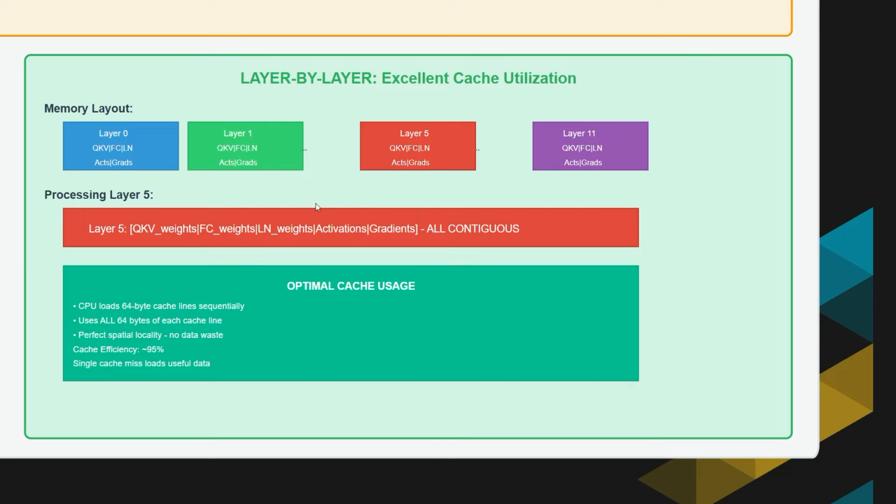Now let's look at the excellent cache utilization on the right. Because all the data for layer 0 is contiguous, and all the data for layer 1 is in one contiguous block, when the CPU loads a cache line, it's extremely likely to use all of the data in it. There's no waste. This simple principle is the secret to achieving high efficiency.